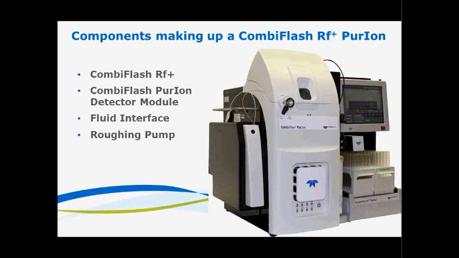There are four major components that make up the CombiFlash Pure Ion system. You can see over here on the right-hand side of the slide, the CombiFlash Rf+. Obviously, this larger unit here is the Pure Ion detector module. Over here on the left-hand side, you can see the fluid interface. And what's not shown here is a roughing pump. We'll talk about why we use a roughing pump in a moment.